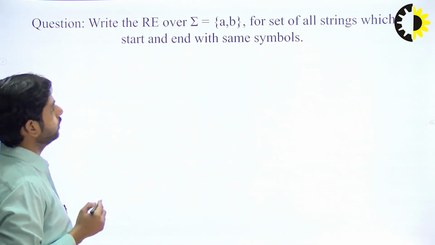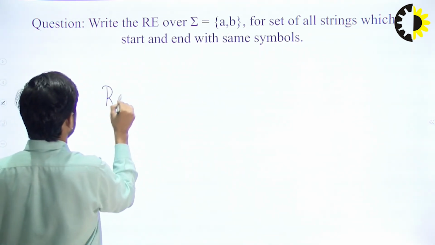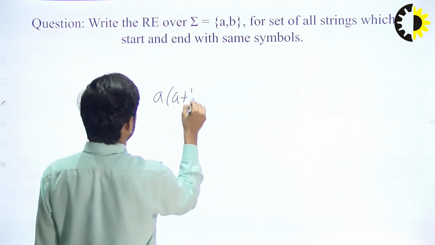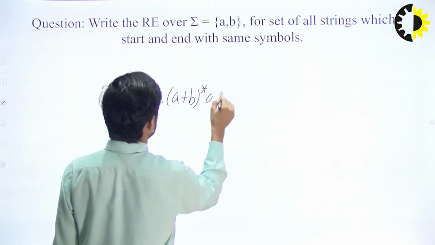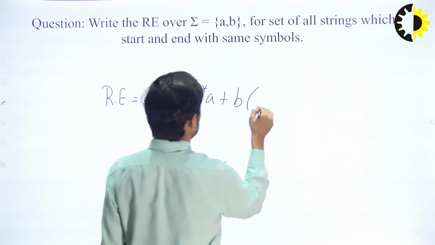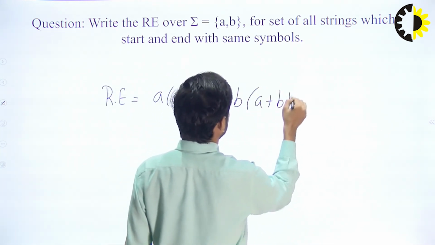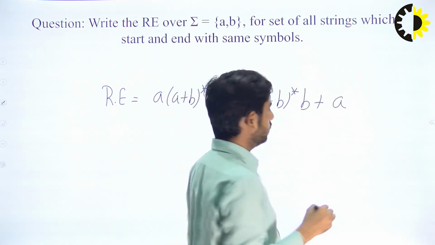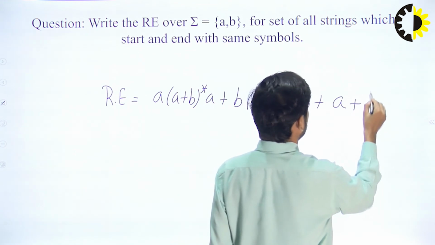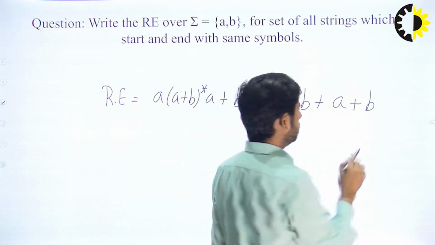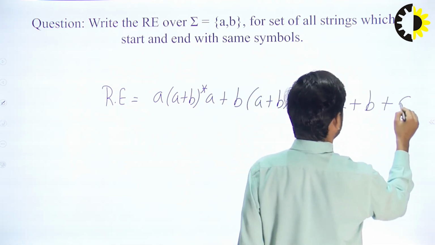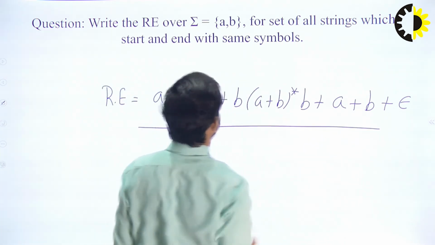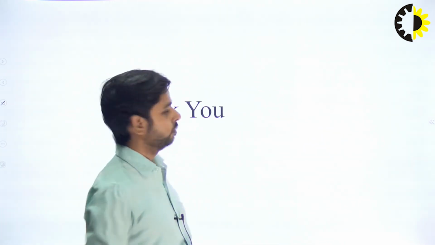Next, start and end with same symbol. So the regular expression will be for start and end with same symbol. Start with a, end with a. Start with b, end with b. A only, a is start with a, end with a. B only, b start with b and end with b, epsilon. So this is the regular expression. Okay, thank you.